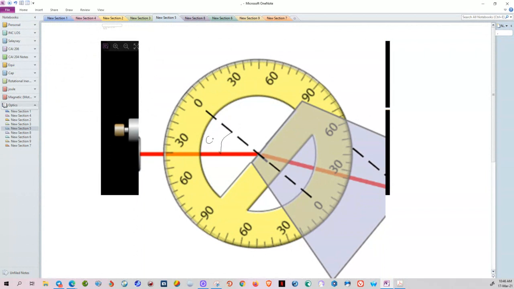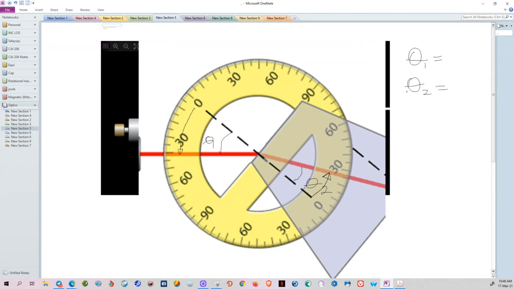From the normal line, that's theta 1. From the normal line here, that's theta 2. Is that clear? What is theta 1? From 0, what is this angle? What is theta 2? From 0, what is this angle? Take the reading and then record theta 1 and theta 2.